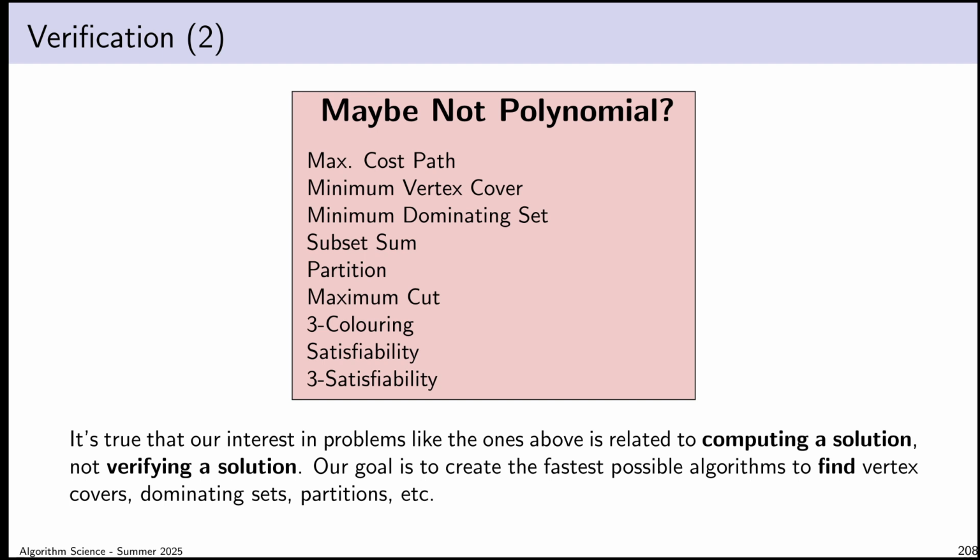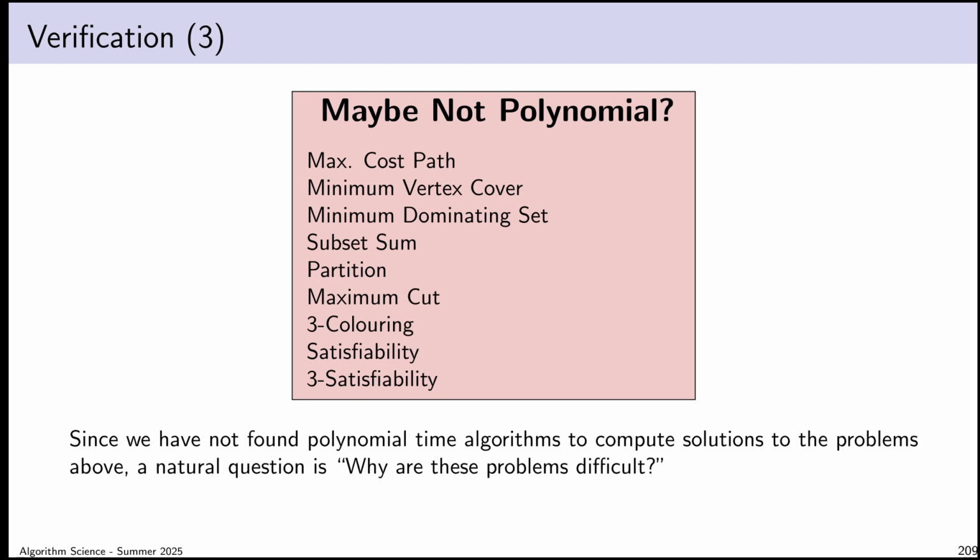So it's true that the reason we care about these problems is because we want to solve them fully. We want to compute a solution. We don't really just care about these problems because we want to verify solutions. Our goal is to find solutions, find vertex covers, find partitions, whatever. It's true. And so the question then is, we haven't been able to find polynomial time algorithms for these problems for some reason. No polynomial time algorithms are known. So a natural question is, well, what do we know about them? Why are these problems so difficult?